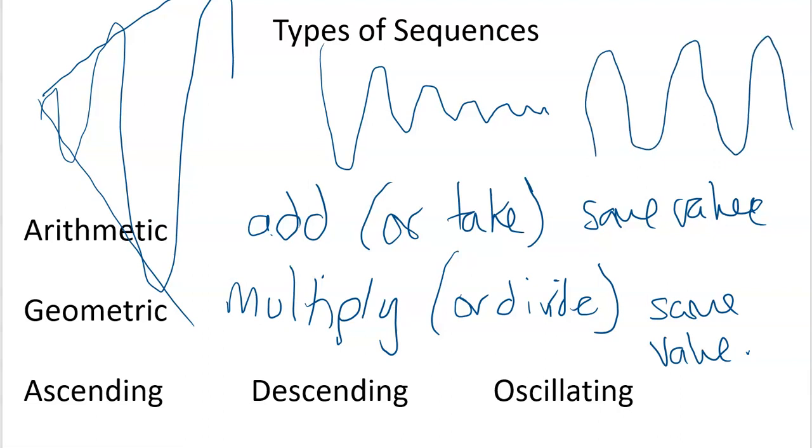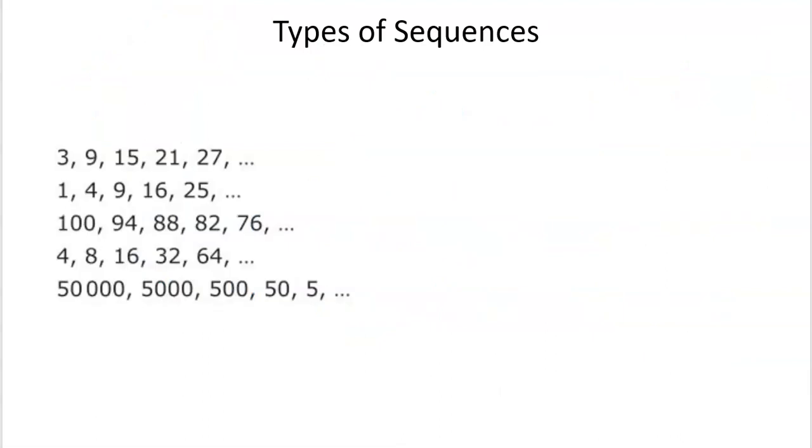So let's just look at a couple of example sequences and have a look at what they are. Or you might be asked in a situation like this to carry on the sequence for one term, two terms, or a few terms. In which case you just have to look at it and decide, is it arithmetic, is it geometric, or is it doing something a bit funny?